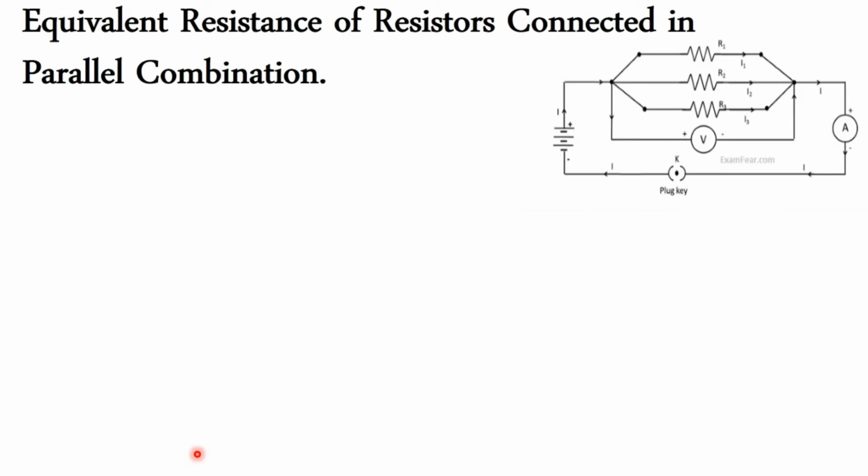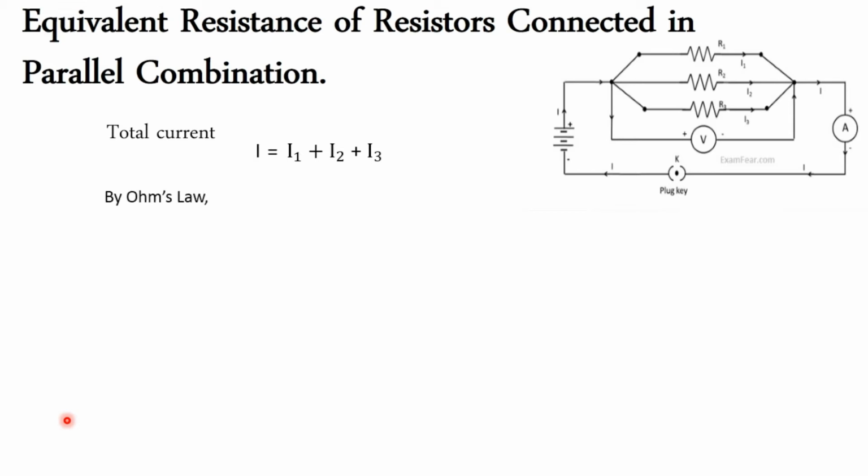Now in all the resistors, the current value will be different. But if we note down the total current value, it will be equal to I1 plus I2 plus I3. This is the formula. We mention the total current as I. So I is equal to I1 plus I2 plus I3.